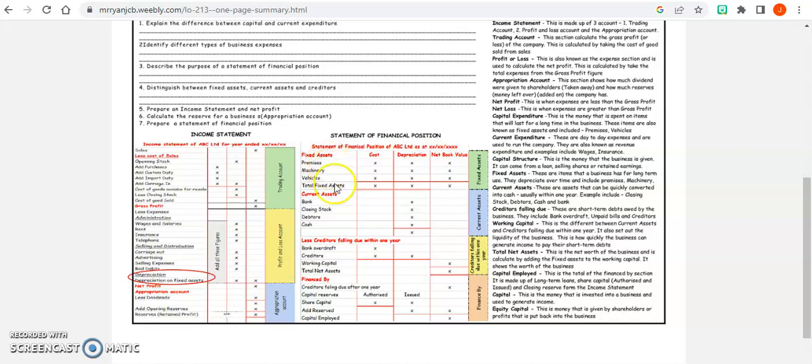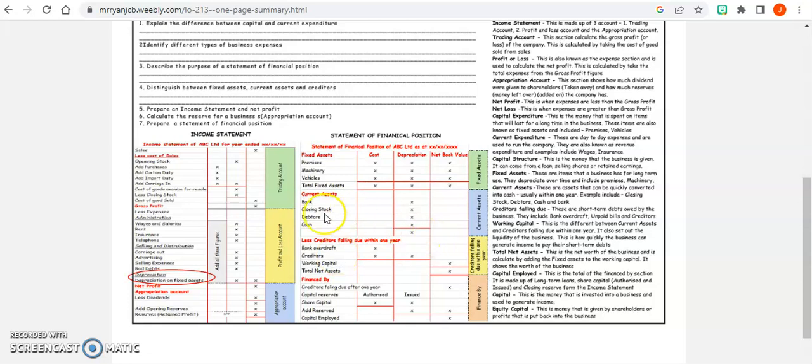Okay, they will vary in the question. Current assets, they're always going to be four items: stock, debtors, cash, and bank. Just be careful with bank. If bank's on the debit side, it's an asset. If bank's on the credit side, it's a bank overdraft and it's a liability. Your creditors falling due within 1 year, it's either going to be a bank overdraft. So remember, your bank, if it's on the debit side, it's an asset, goes into your current assets. And if your bank's on the credit side, it goes into your creditors due within 1 year.